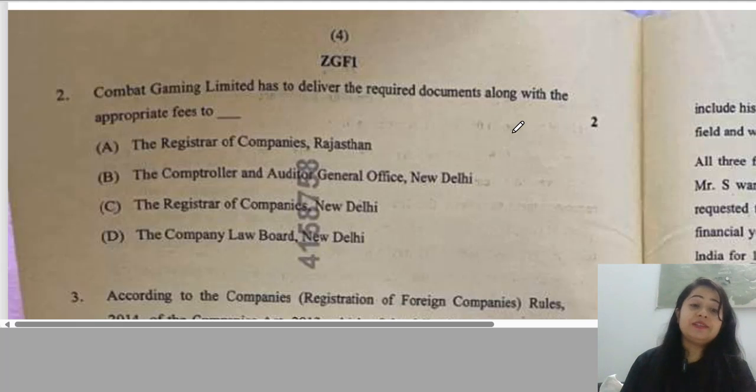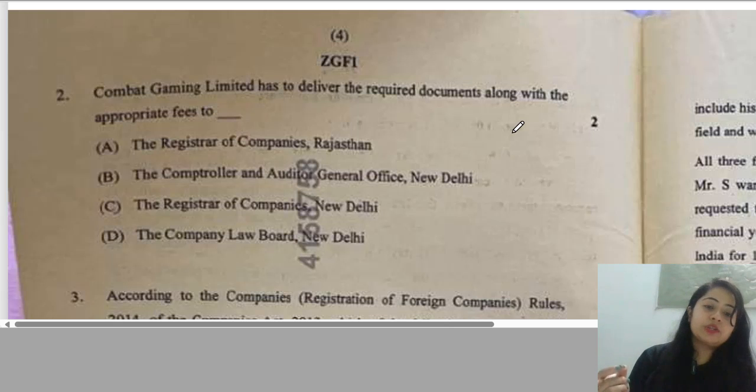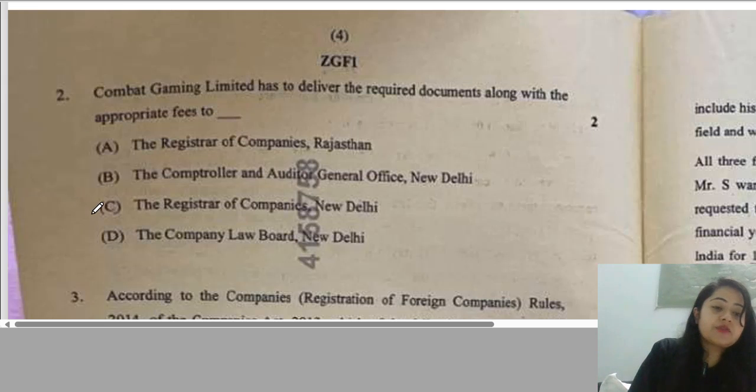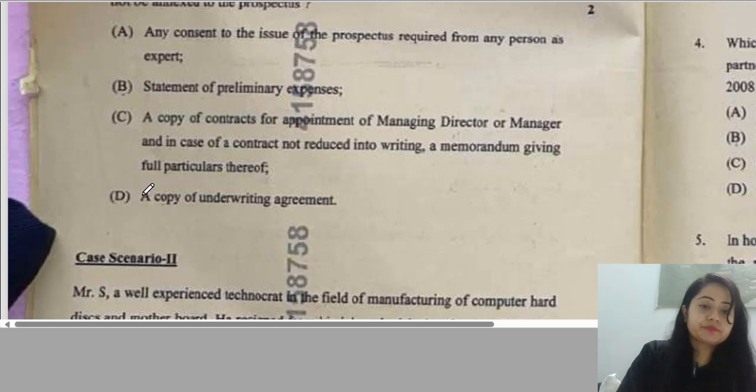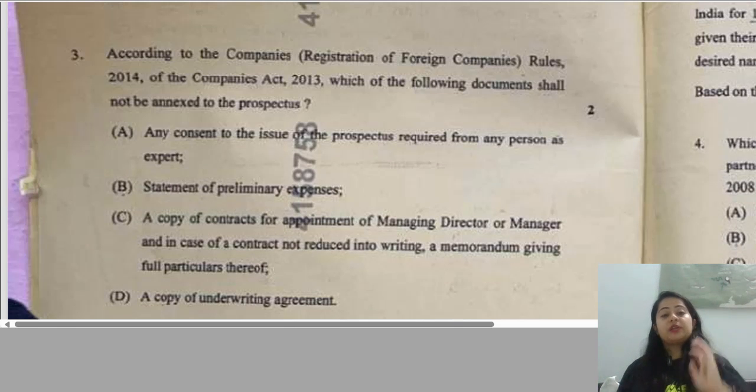This one is a very easy question. Combat Gaming Limited has to deliver the required document along with appropriate fees to which Registrar of Companies? In Rajasthan, or the Comptroller and Auditor General Office in New Delhi, or Registrar of Companies in New Delhi, or the Company Law Board in New Delhi. So here the answer is very simple. It is C, which is Registrar of Companies in New Delhi. All the companies, foreign companies, okay, they will have to submit their documents to the Registrar of Companies in New Delhi.